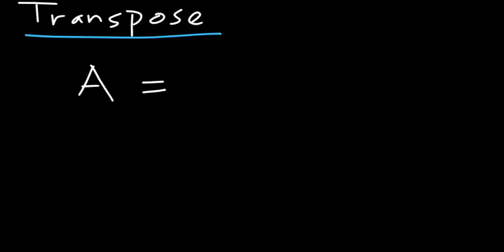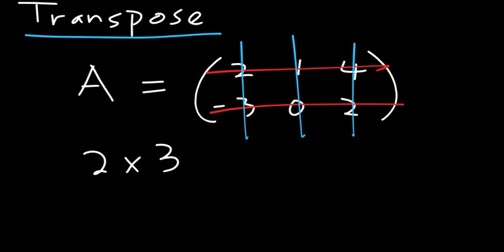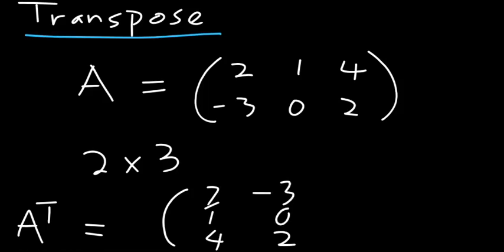As an example, let's assume matrix A is given by the following matrix: 2, 1, 4, minus 3, 0, 2. So this is a 2 by 3 matrix. 2 rows and 3 columns. Now let's look at the transpose of matrix A. That means we have to interchange the rows and the columns of matrix A. So that means the transpose of A becomes 2, minus 3, 1, 0, 4, 2.